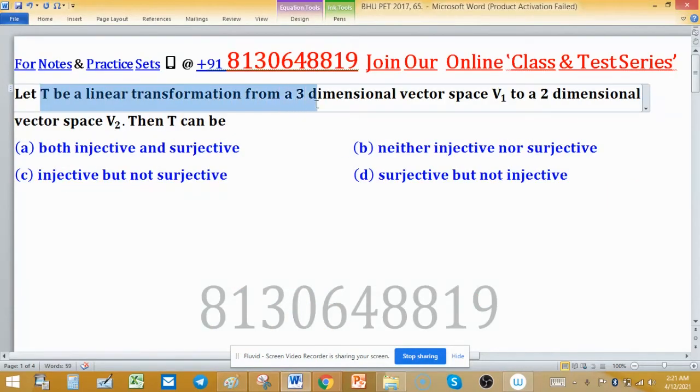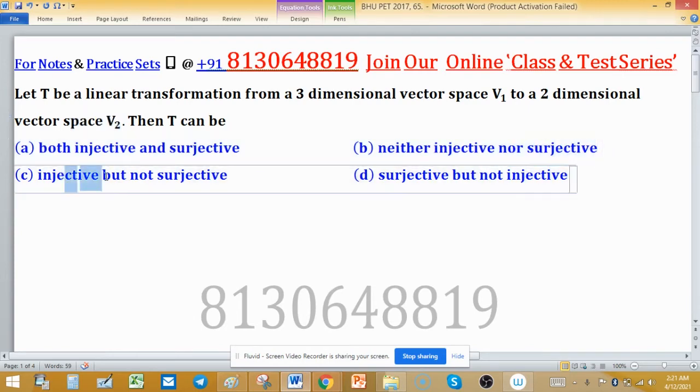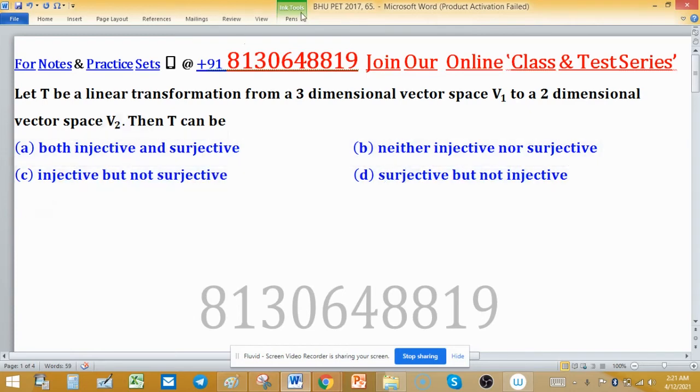Let T be a linear transformation from a three-dimensional vector space V1 to a two-dimensional vector space V2. Then T can be both injective and surjective, neither injective nor surjective, injective but not surjective, or surjective but not injective. We have to tell about one-one and onto of this linear transformation, as T is a linear transformation from V1 to V2, where the dimension of V1 is 3 and the dimension of V2 is 2.